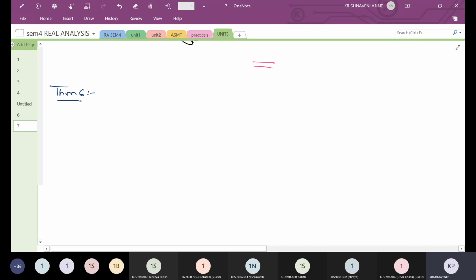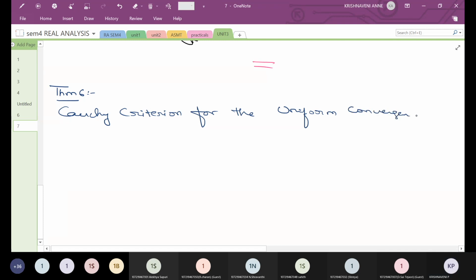Take the heading as Cauchy criterion for the uniform convergence of the series. They can ask you to state and prove the Cauchy criterion for the uniform convergence of the series. So you're going to be perfect with the statement also. Okay. So write down the statement.